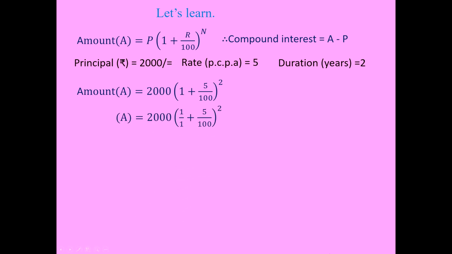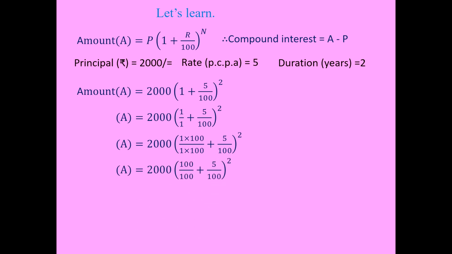The main thing is that inside the bracket we have two terms, and one term does not show a denominator, while the other one has a numerator and denominator. So for your convenience, I made the denominator form. 1 can be written as 1 upon 1. Now I will equalize the denominator, because for adding two fractions we must have an equal denominator. So I multiplied, and in the next step I got 100 upon 100 plus 5 upon 100. When I simplify, I get 105 upon 100 raised to 2.